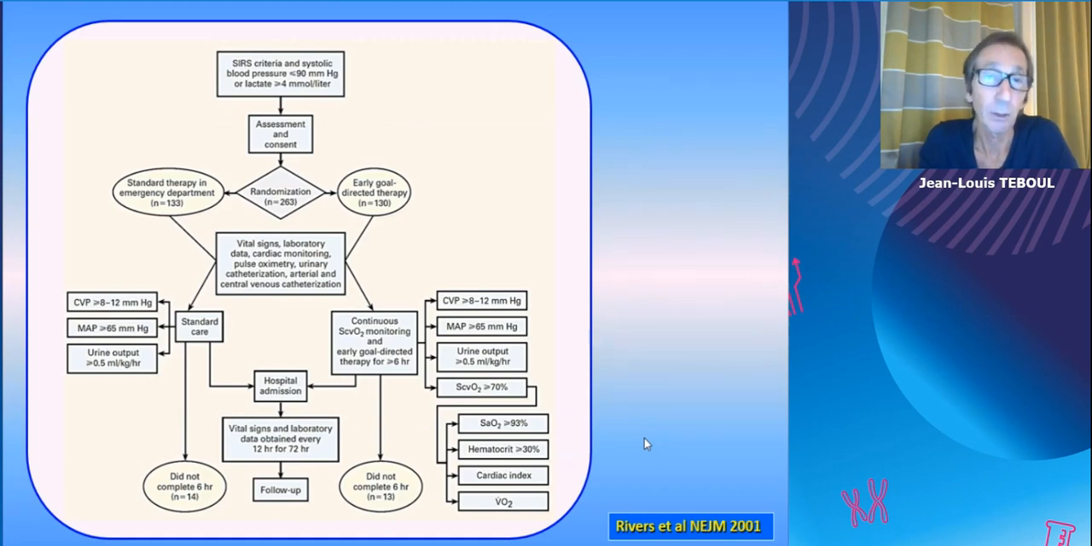This was a single-center randomized controlled trial comparing two strategies, one standard therapy strategy and one early goal-directed therapy strategy, EGDT. Both strategies used CVP, MAP, and urine output as endpoints, but the EGDT strategy also used ScvO2 as an endpoint. A target value of 70% was used.